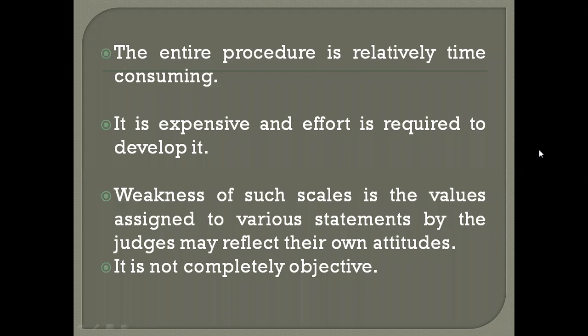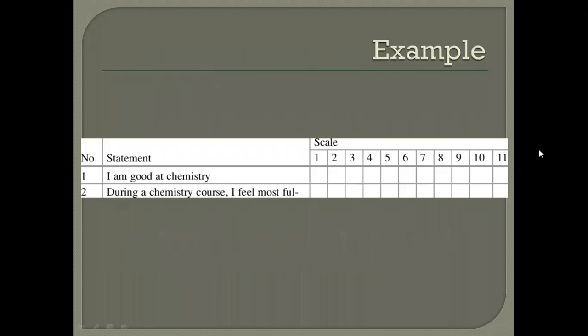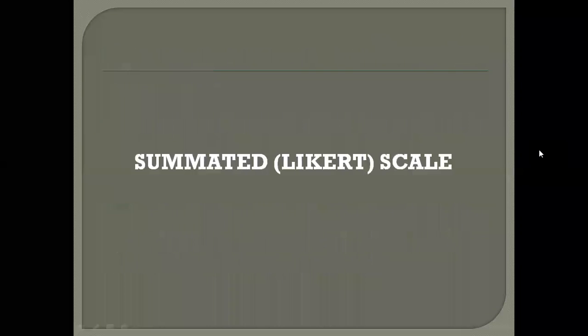Next, again, it is not completely objective. I hope you all are clear by now what is the meaning of objective. So this is one of the examples of differential scale. You can see there is one statement and there are ratings in that scale, 1 to 11 rating is given. Okay, so like this we can formulate the differential scale.